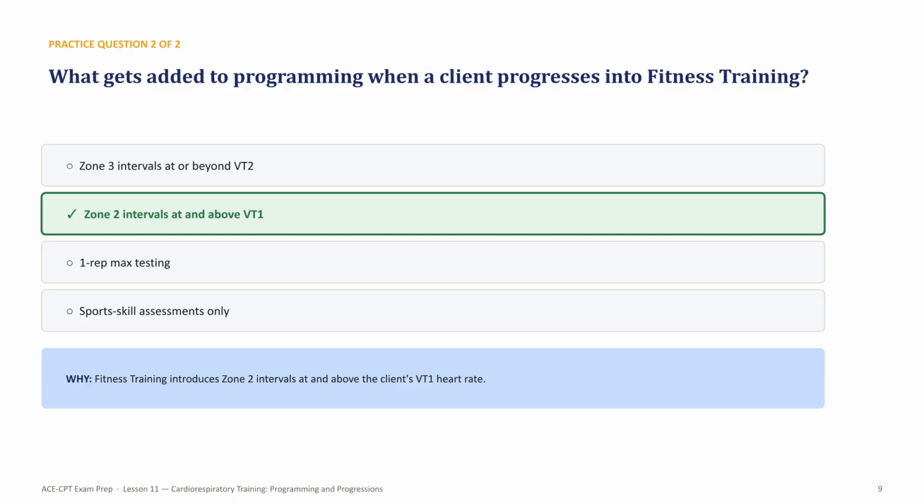The correct answer is option 2, Zone 2 intervals at and above VT1. Here's why. Fitness training is the phase where Zone 2 intervals get introduced, specifically performed at and above the client's VT1 heart rate. Zone 3 work at VT2 doesn't come in until performance training, and 1-rep max testing and sports skill assessments aren't part of cardiorespiratory programming at all.